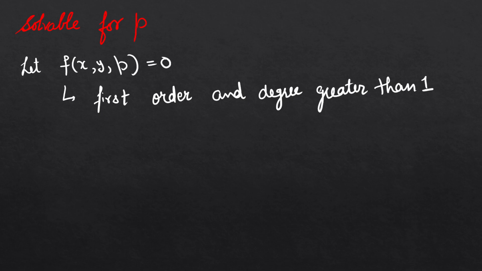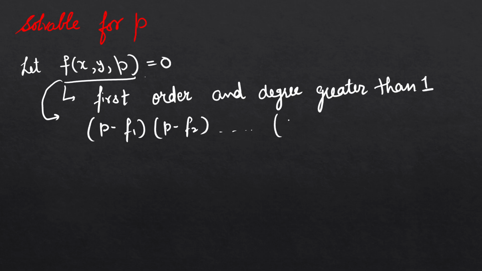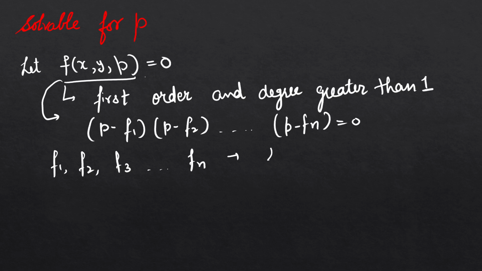In this case, first of all, the equation is given to you. We will convert that equation into factors. Suppose that we are getting (p minus f1)(p minus f2) up to so on (p minus fn) equal to 0. These are the factors. If the product of factors is equal to 0, it means that each and every term must be equal to 0. First of all, what are f1, f2, f3 up to fn? Always remember these are functions of x and y.